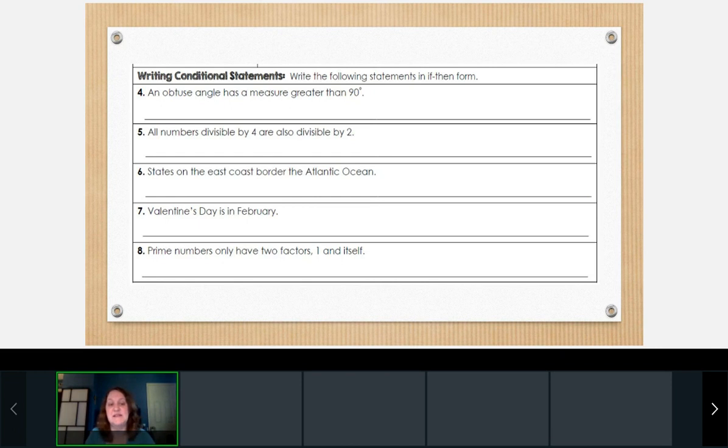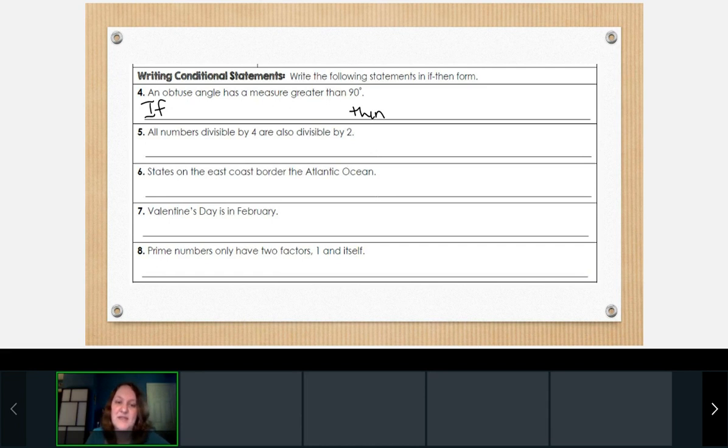Now I can take a sentence and put it into if-then form. So if I give you the sentence, an obtuse angle has a measure greater than 90, I want to write this in if-then form. So I know that my sentence is going to have to start with the word if, and it's going to have some words, and then it's going to have a then, and it's going to have some more words. I like to put this in what I call like Neanderthal speak. If obtuse angle, then measure greater than 90. Clearly, we don't speak like that. So you might have to add a word or two to make it make more sense.